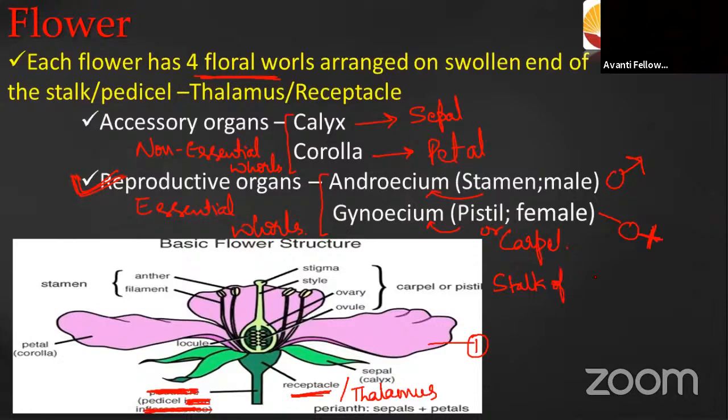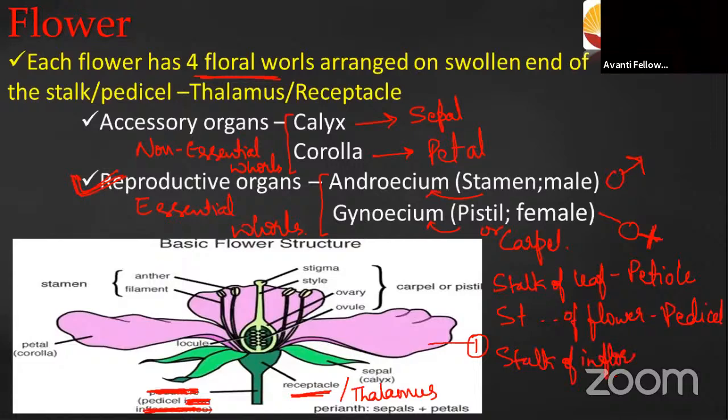The stalk of a leaf is called the petiole. Then the stalk of a flower is called the pedicel. The stalk of an inflorescence is called the peduncle. Here they have given something wrong, so you correct it. This is the stalk of the flower, that is the pedicel.